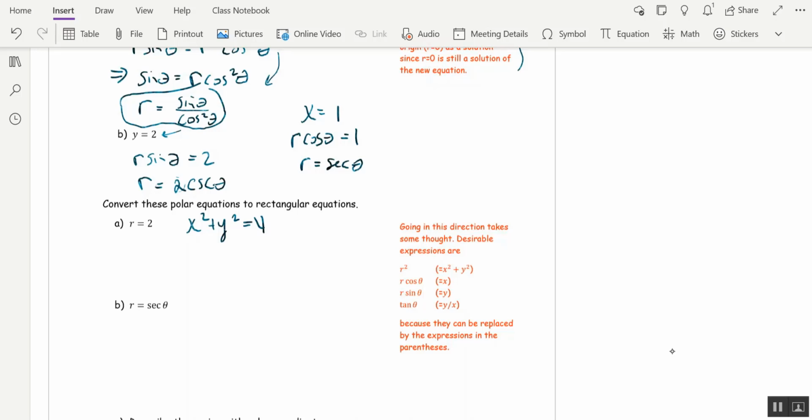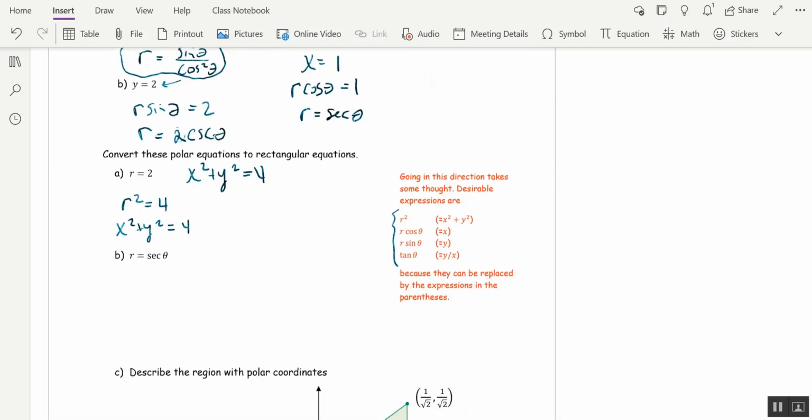Well, over here I've got a list of desirable quantities that you want if you're going from polar to rectangular. Everywhere you see an r squared, you could replace it with an x squared plus y squared. If you see an r cos theta, you can replace it with x, and so on and so forth. So what could I do here to get an r squared? I could square both sides. r squared is 4. Now replace the r squared with x squared plus y squared, and you've got the equation I had before.